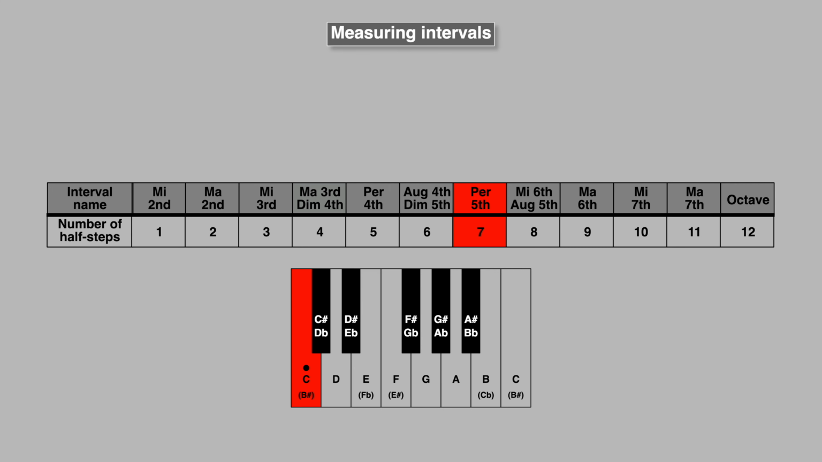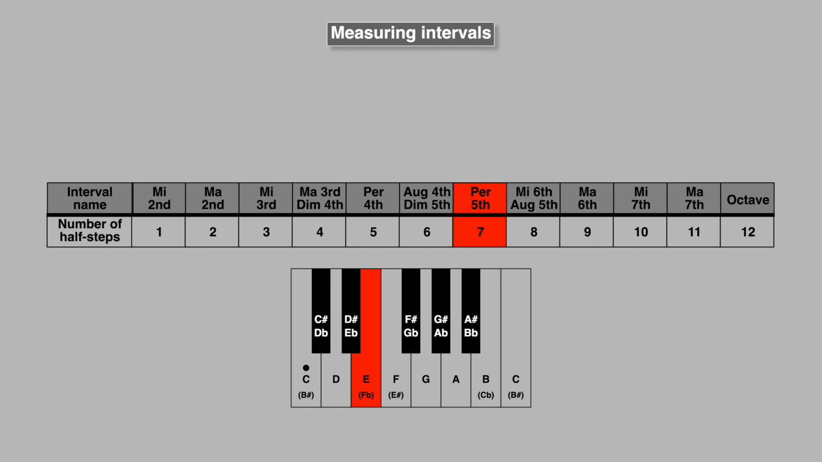For example, let's find a perfect fifth interval above middle C. The interval chart shows that a perfect fifth interval equals 7 half steps, so let's count 7 half steps up from middle C. We land on the note G. Obviously, we can use any note on the piano as the bottom note and count 7 half steps up or down to get a perfect fifth interval, and the interval will sound alike.